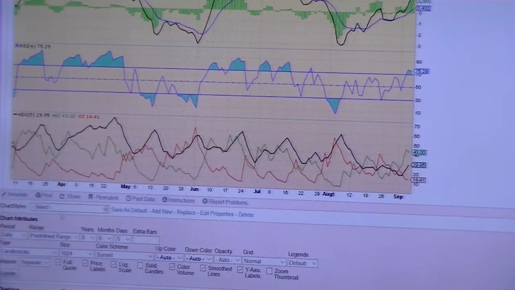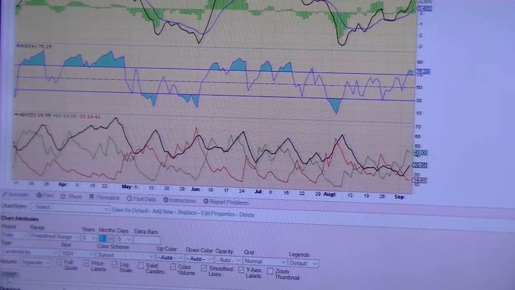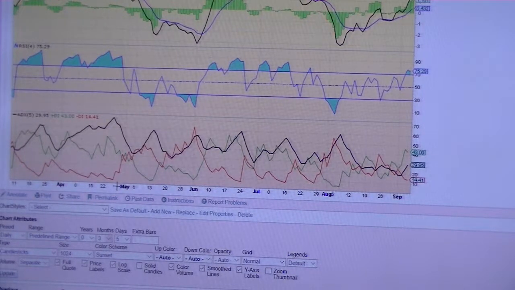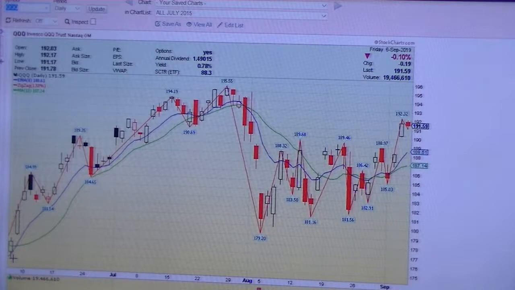Let's take it down a little bit further. Let's go 3 months. So if we go in the past 3 months, let's see what support and resistance has been. So support and resistance in the last 3 months have been, it's down here by like 176. And again, our resistance area is 195.55.